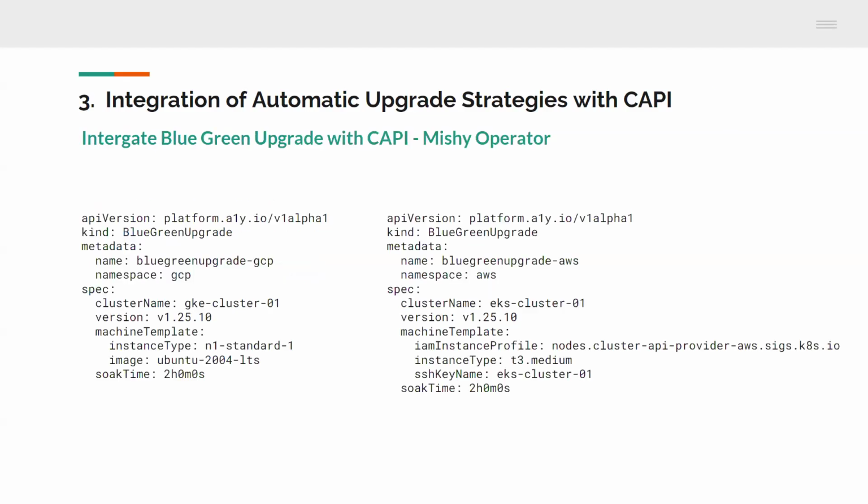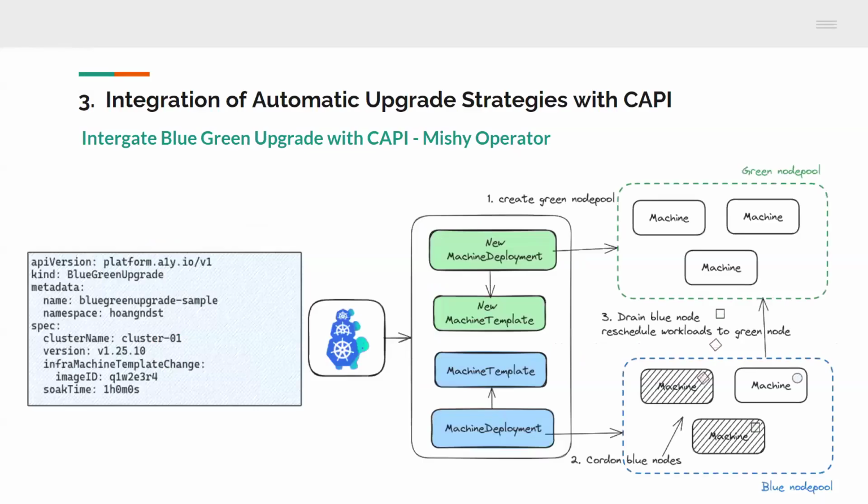So let's meet the blue-green upgrade file. It also has the cluster name, the target cluster, the version you want to upgrade to, and of course, the machine template. So what is the soak time here? The soak time is the time you wait while testing your application. If the application has some trouble, you can roll back within the duration of the soak time.